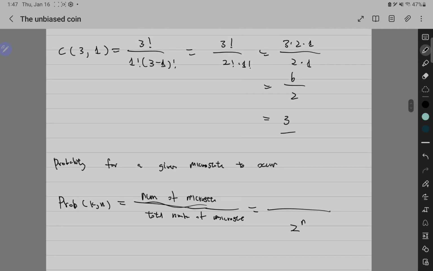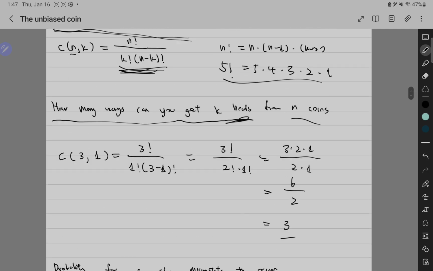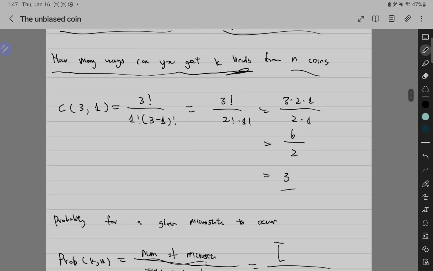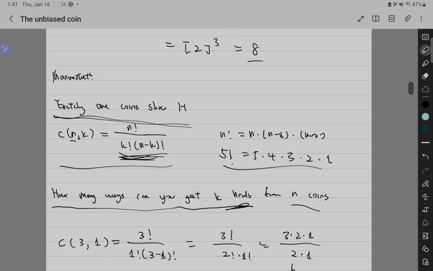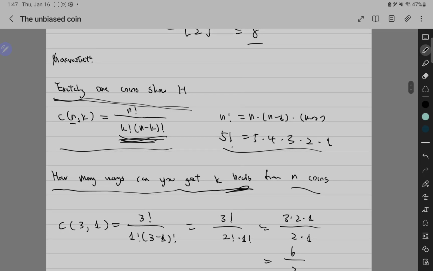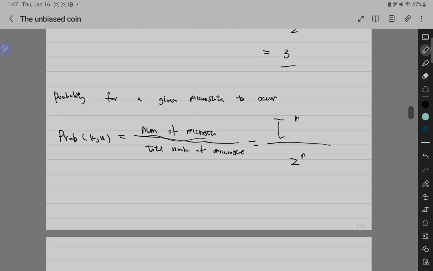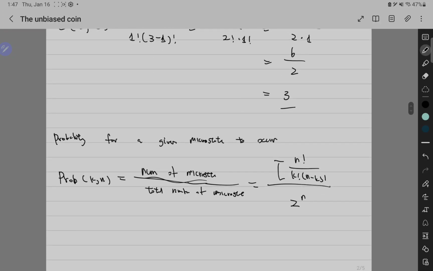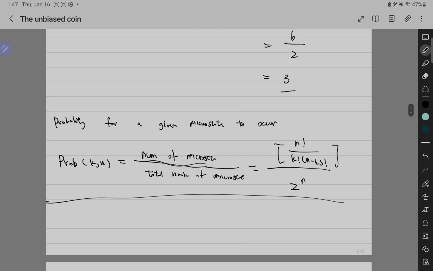And the number of microstates we choose is going to be given by this formula, because this formula gives us how many ways you can get k heads from n coins, right? This is the choosing part rather than the total part. So if we plug in this formula, it's going to give us n factorial over k factorial times n minus k factorial. So this formula gives us the probability for a given microstate to occur.